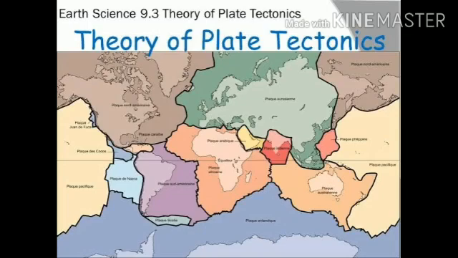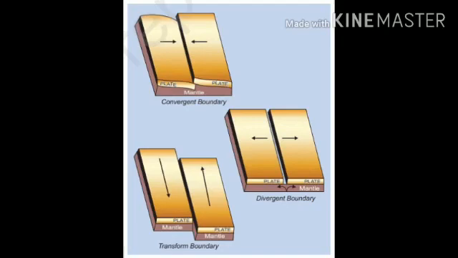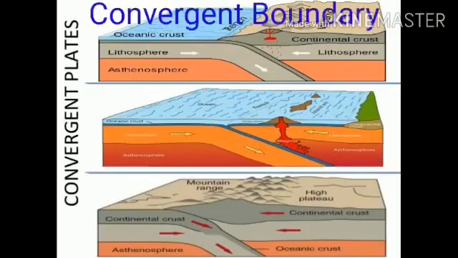Moving on to understand types of plate boundaries. Students, the movement of the plates is classified into 3 types. They are convergent boundary, divergent boundary, and transform boundary. Let us discuss convergent boundary. Students, what do you mean by convergent? Yes, coming closer together. Am I right?